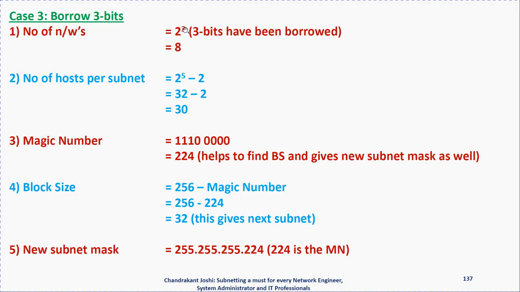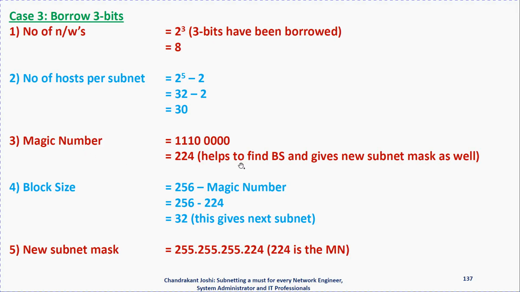So out of 8, 3 have been borrowed for the network. So 8 minus 3, 5. 5 are left for the hosts. So 2 power 5 is 32. 32 minus 2 is 30. Again we know why we subtract these two. One goes for the network, another goes for the broadcast, and these two addresses cannot be assigned to a host. Because 3 bits have been borrowed, the magic number will be 11100000 in binary, and when we convert this binary it becomes 224 decimal.